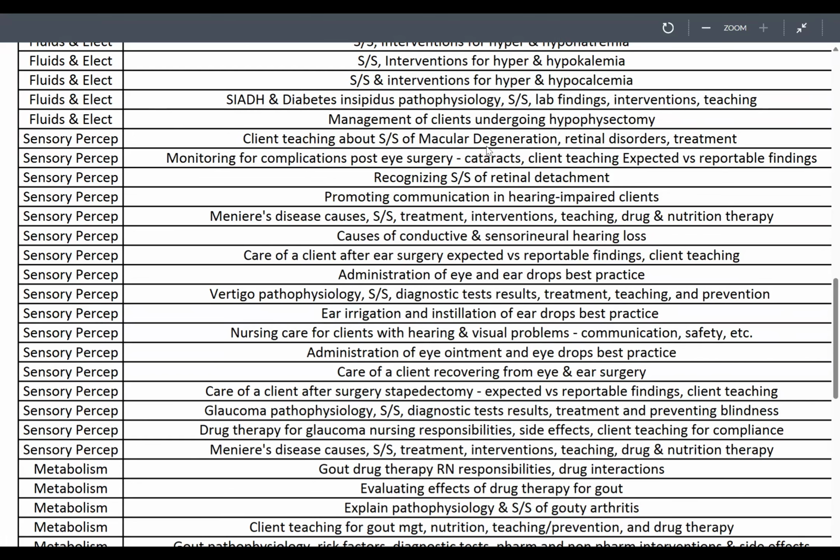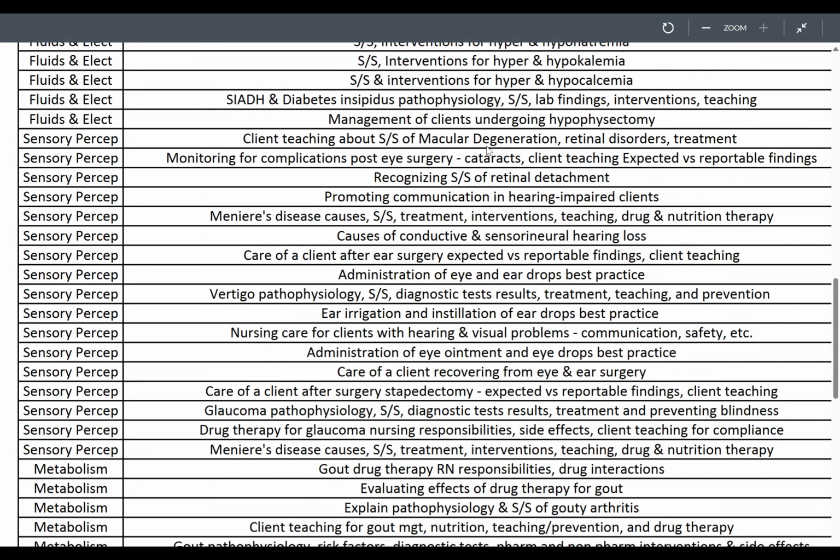Right, so whatever topics are on the blueprint, those are on the exam. Now, the reminder: these are the topics of the question. Of course, you can't see the question, but these are the topics that will help you answer the question.